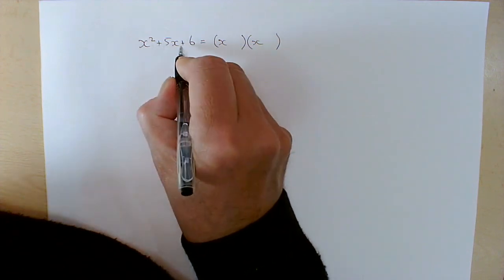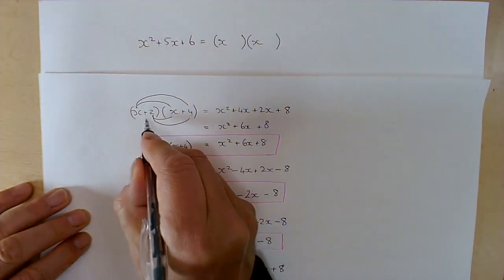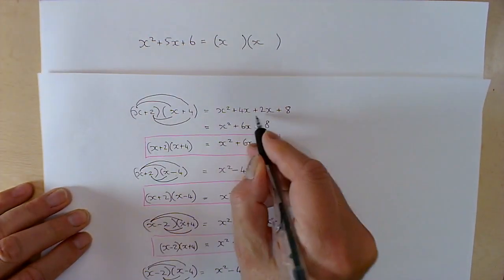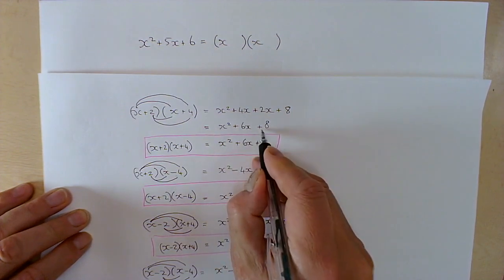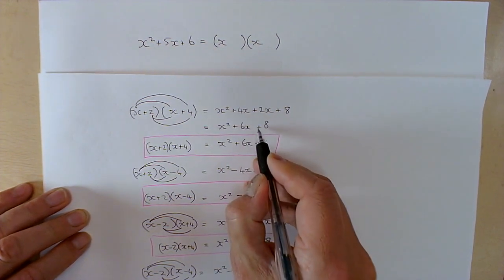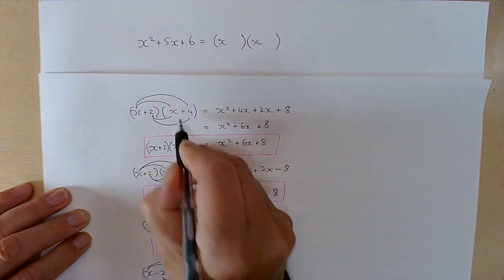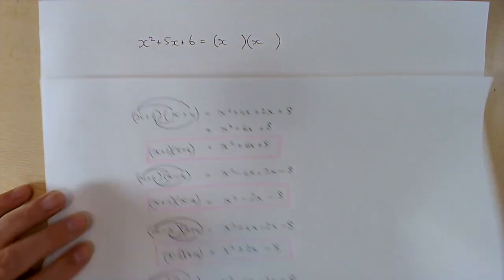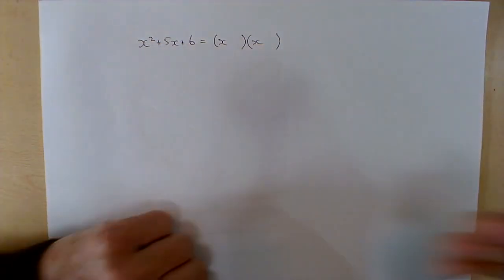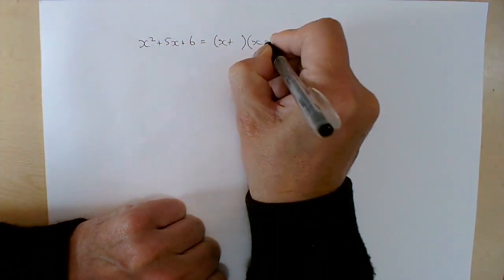This is our first example we did, remember? In the first example we had two pluses, and we ended up here with a plus and a plus. So we can usually say that if we've got a plus here and a plus here, then both of these are going to be pluses. Makes our life a little bit easier. So let's just put a plus in there.